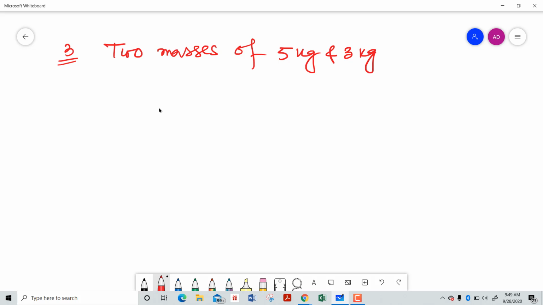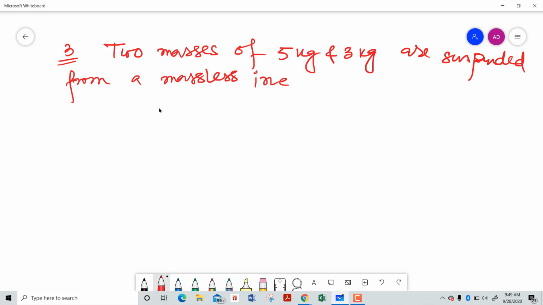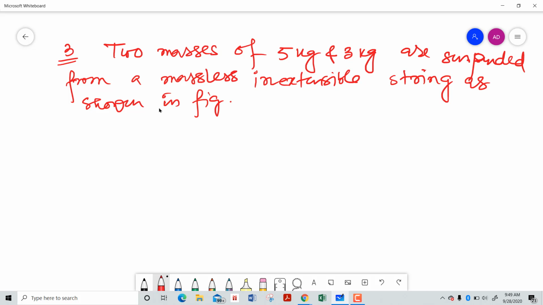Now let's move to the next question. This is question number 3, I think. Two masses of 5 kg and 3 kg are suspended from a massless inextensible string, as shown in the figure. They will provide you some diagram as shown in the figure, right?